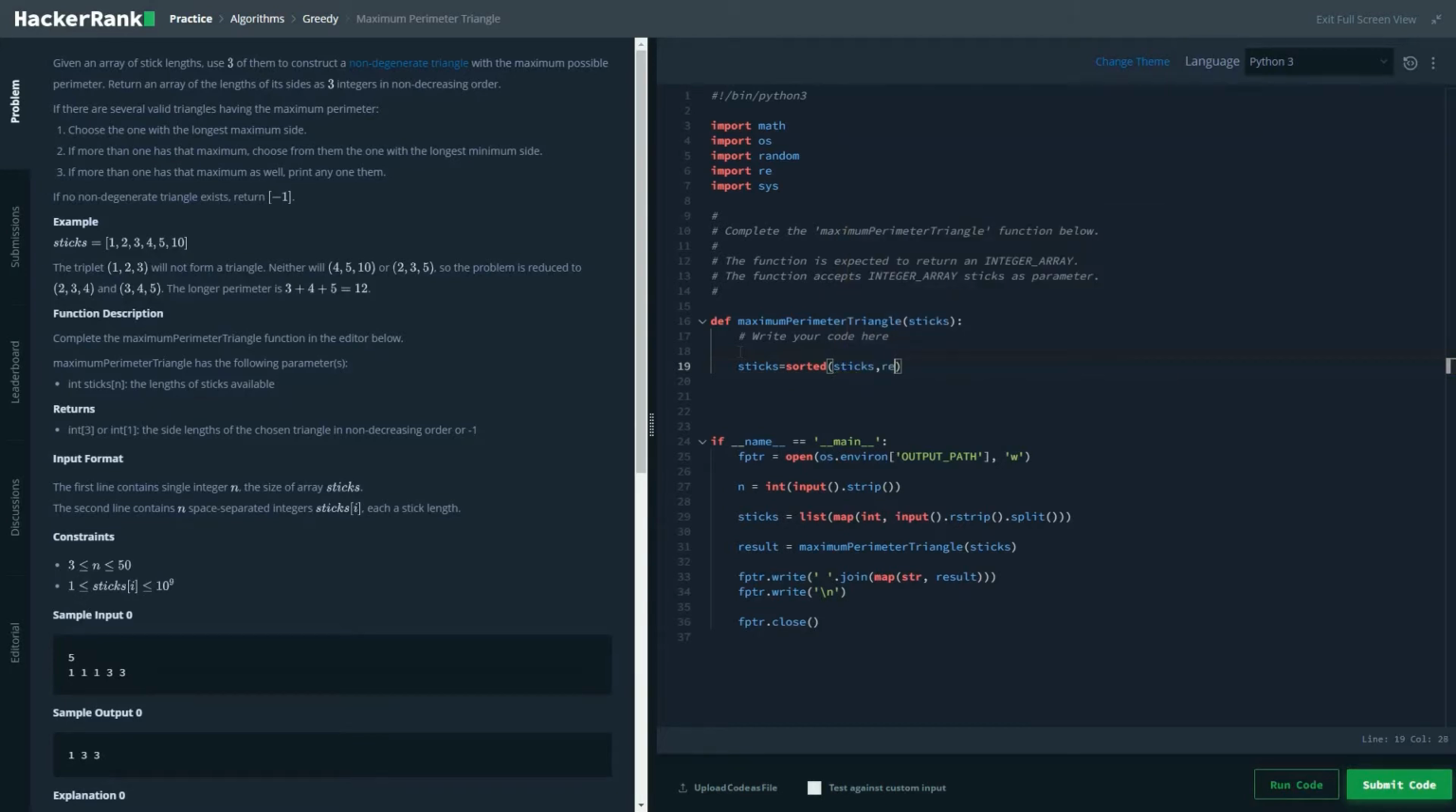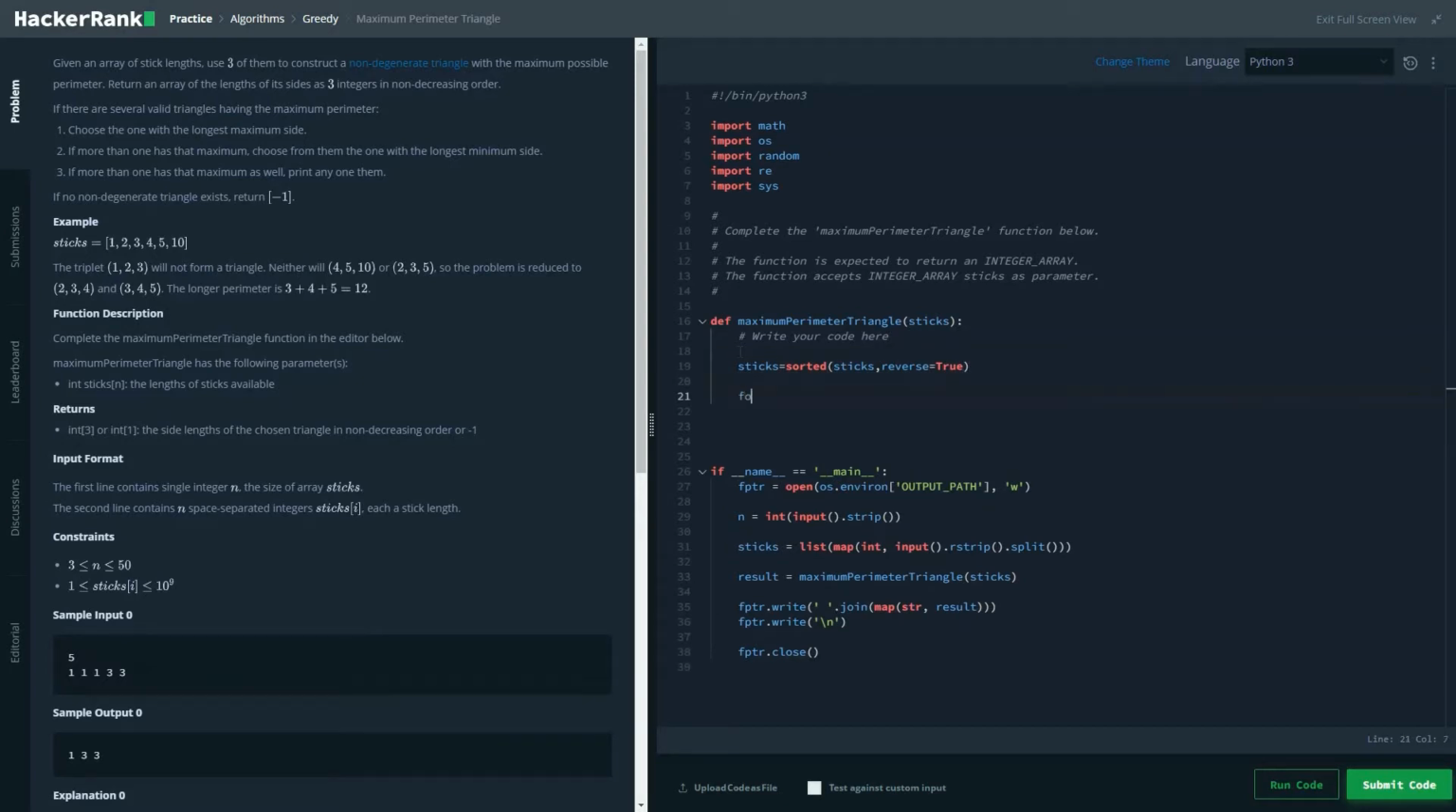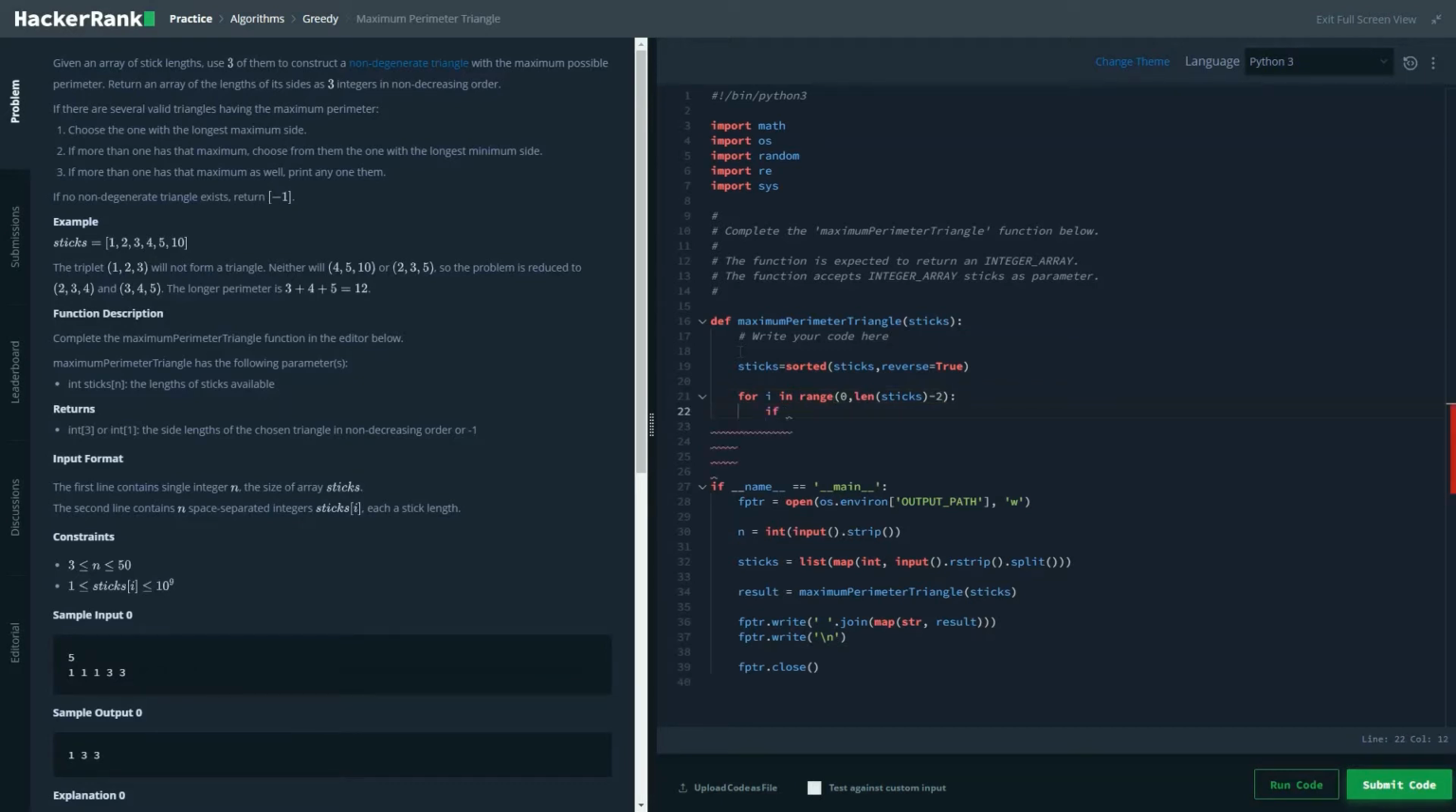For i in range 0 to length of sticks minus 2, if sticks... we're just basically applying this formula that I've written earlier: a square plus b square should be greater than or equal to c square. So you'll be writing that formula.